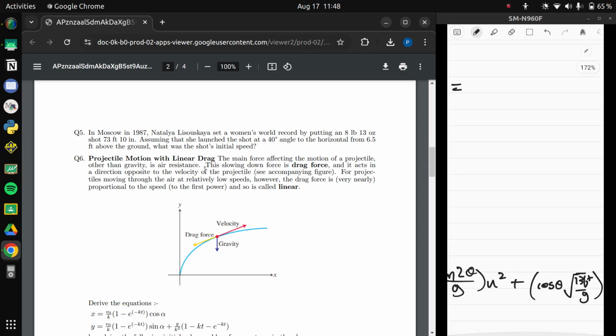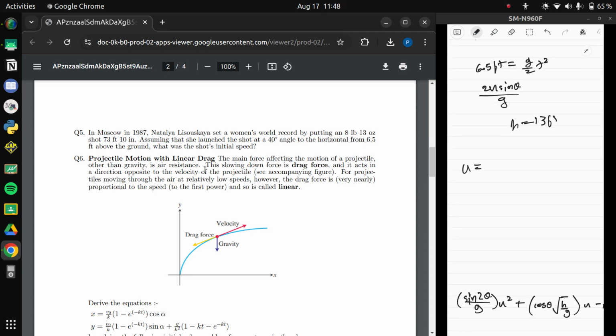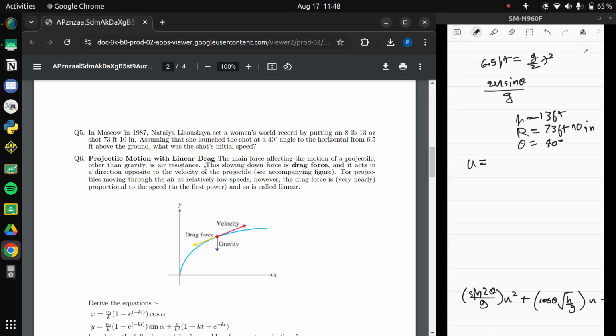Sure. So let's not even call it 13 feet, let's just call this small h. So h is 13 feet. The r thing is our range, which is 73 feet and 10 inches. And the time we don't really care about. Theta is just 40 degrees. Okay, so just find the u value, so minus b is, can I simplify this further? I don't need to, that's the point. Minus b, I should probably simplify this further.